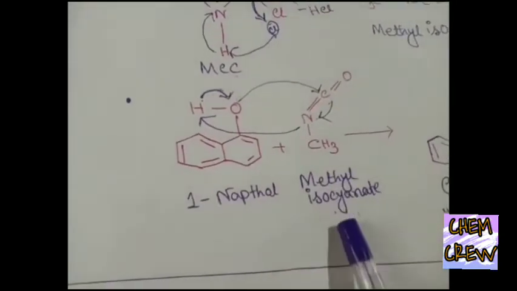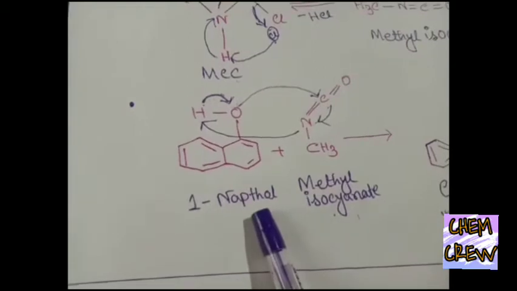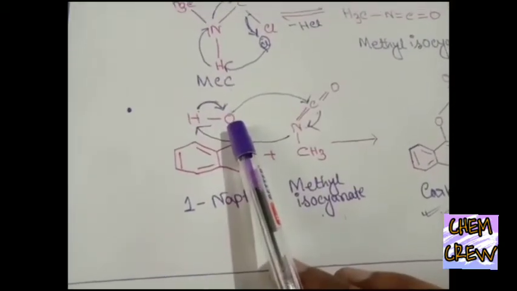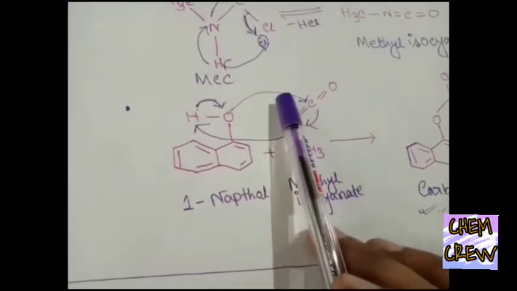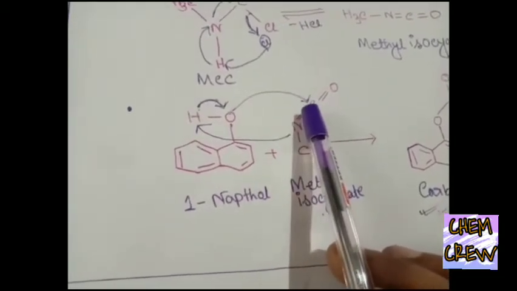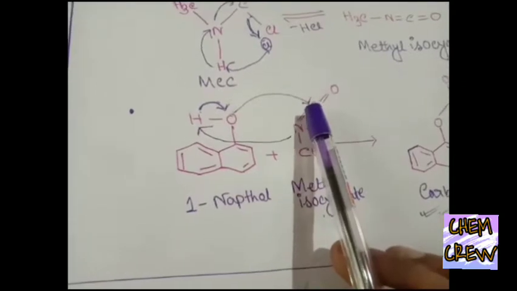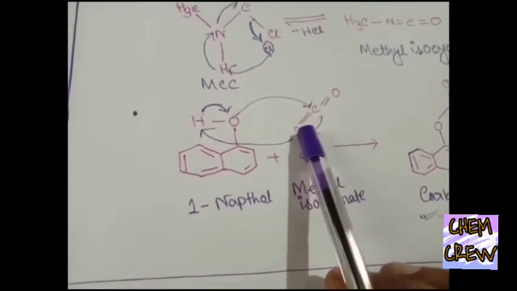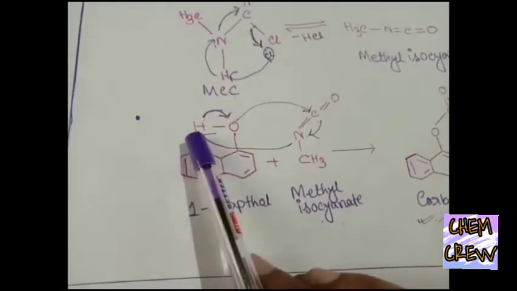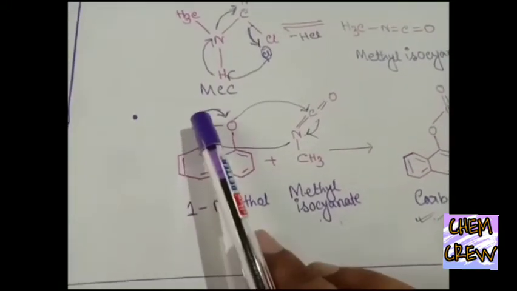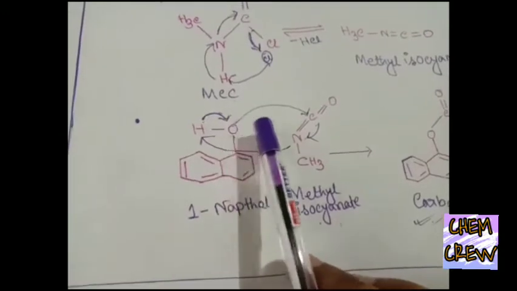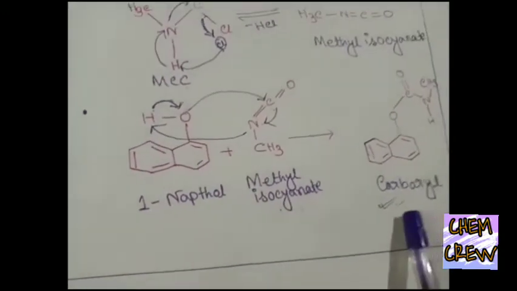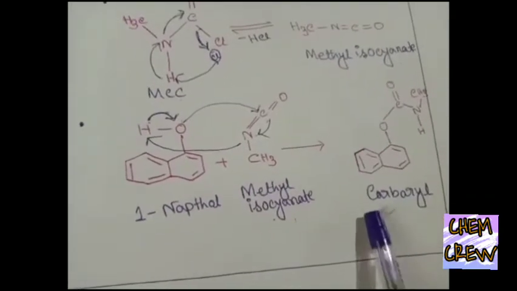And this methyl isocyanate is treated with 1-naphthol. Electrons on the oxygen attack the carbon, which is positively charged, the electrons come onto the nitrogen, and the negatively charged nitrogen abstracts the hydrogen and the lone pair of oxygen is returned. Now this product is carbaryl, or Sevin.